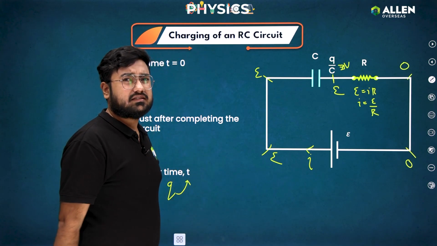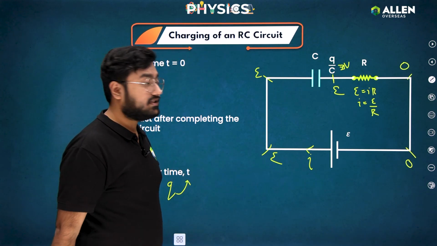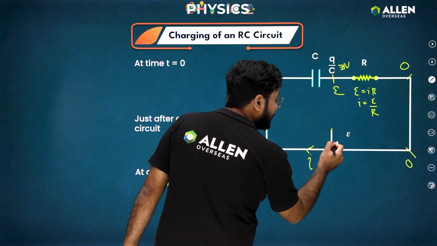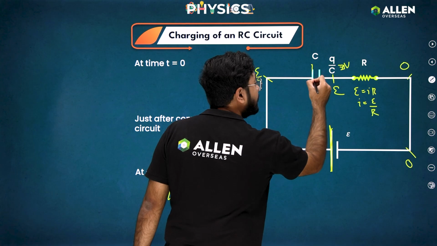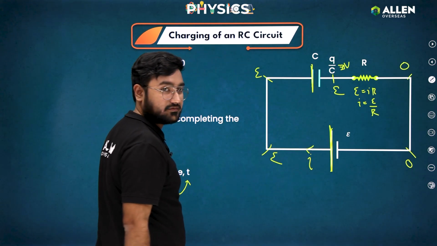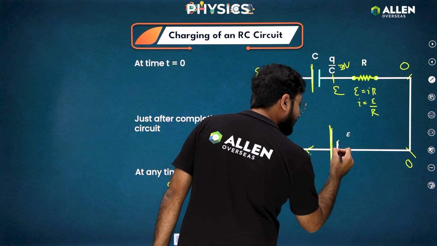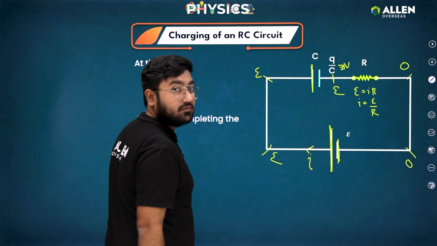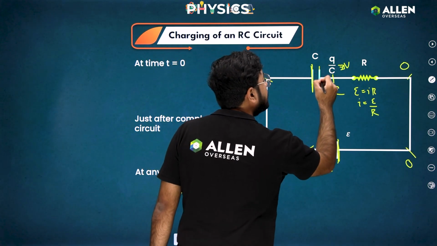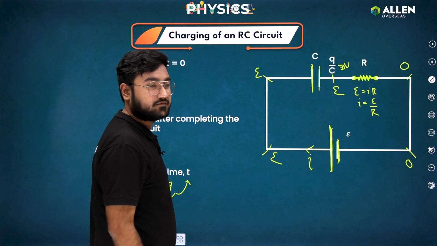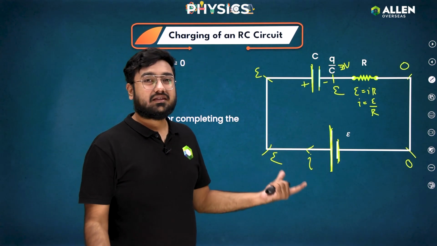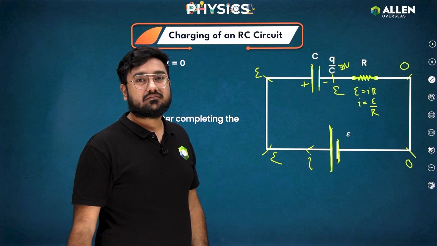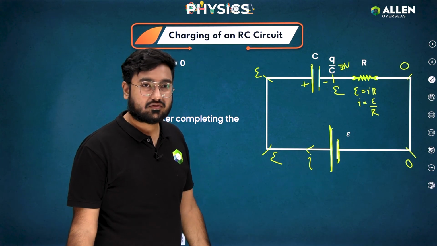Till when is it going to get charged? When it is completely charged, the potential of this terminal of the battery will become equal to the potential of this plate. The potential of this terminal of the battery is going to be equal to the potential of this plate, and when this happens, the current will stop. Yes or no? Isn't it?